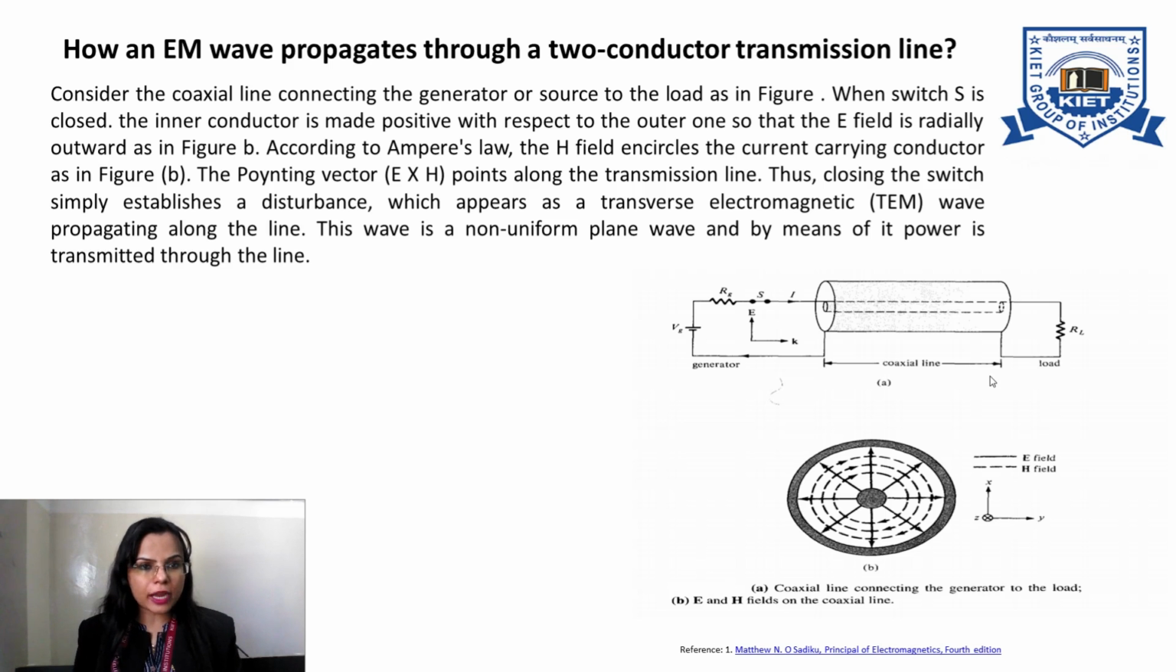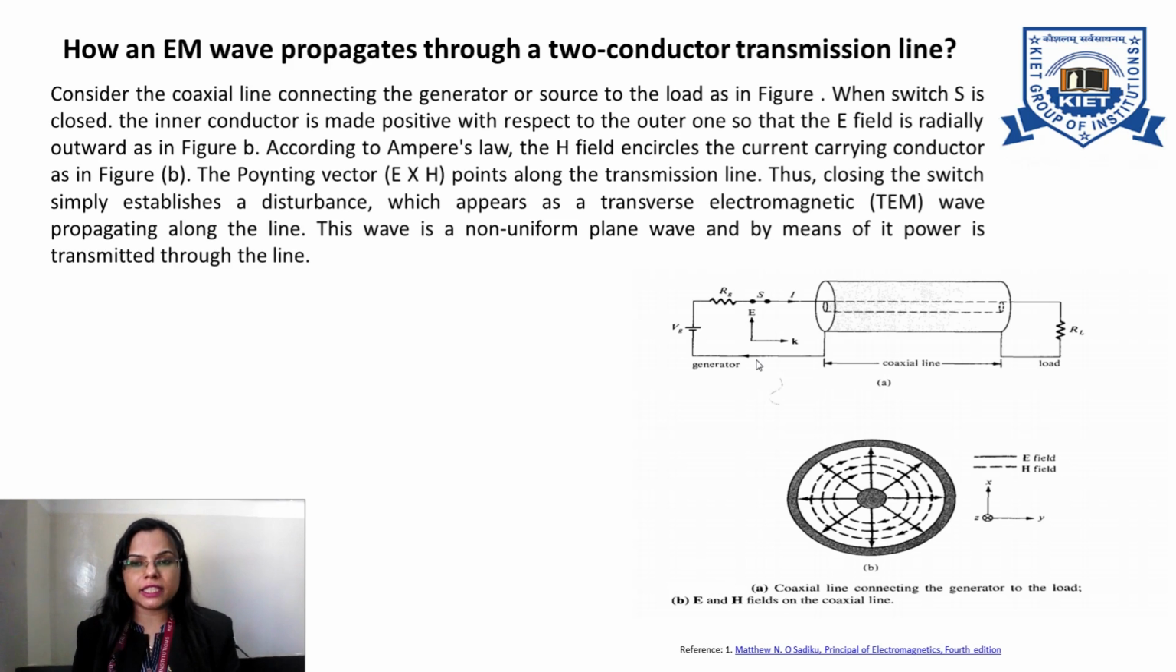According to Ampere's law, the H field encircles the current carrying conductor. The Poynting vector E cross H points along the transmission lines. Thus, when we close this switch, it establishes a disturbance which appears as a transverse electromagnetic wave propagating along the lines.